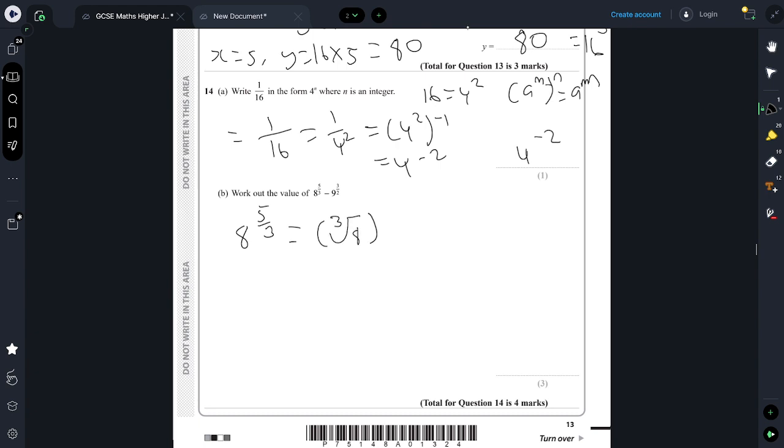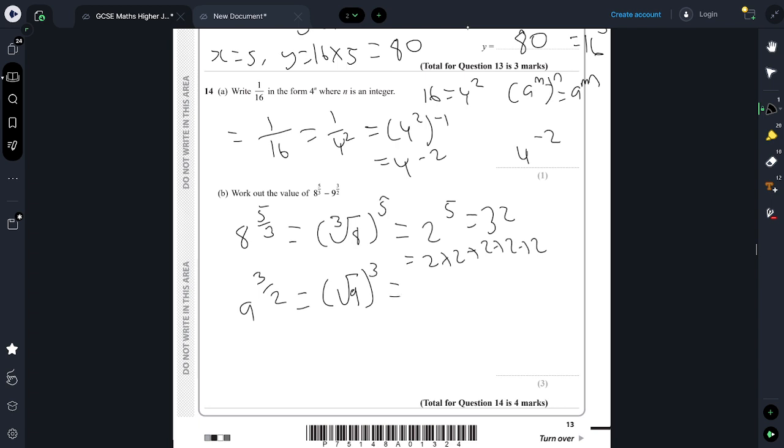So we deal with the third bit first, times 5. What's cube root of 8? Well, that goes nicely to 2. So 2 to the 5 is 2 times 2 times 2 times 2 times 2, if you don't recognise that already. 1, 2, 3, 4, 5: 2, 4, 8, 16, 32. And likewise, 9 to the 3 over 2. That's going to be just the square root of 9 and then cubed.